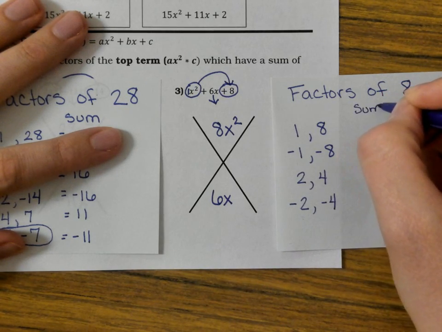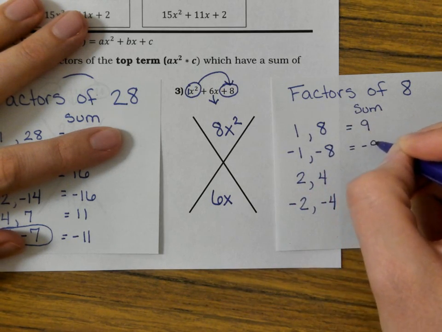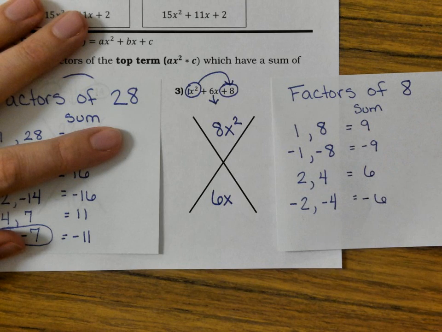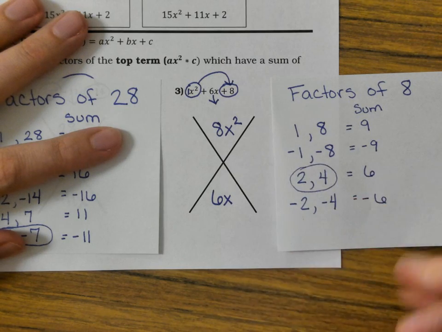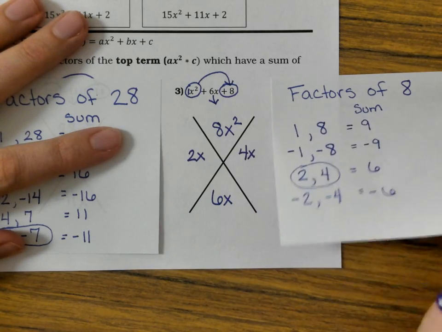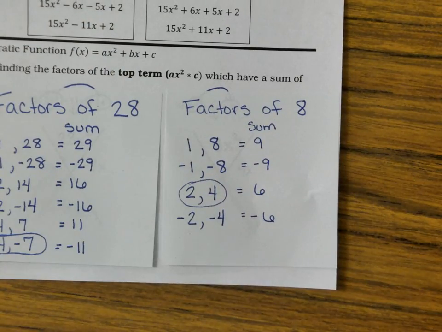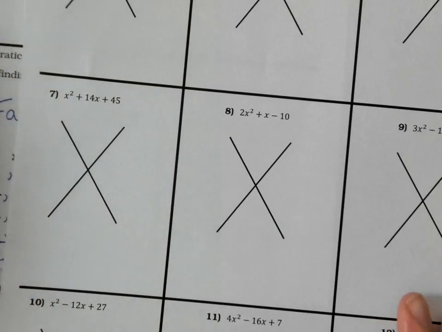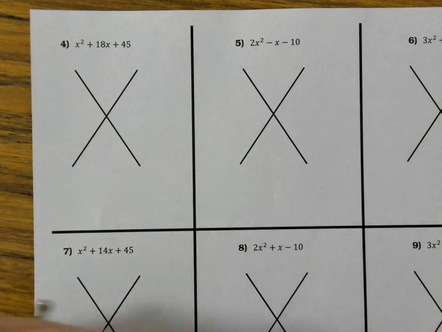So now I'm going to list out my sum. 1 plus 8 is 9. This is negative 9, positive 6, and negative 6. So factors of 8 that add to 6, here we are, 2 and 4. So 2x and 4x. Okay. All right, go ahead and turn your paper over. Okay. Take another Post-it.